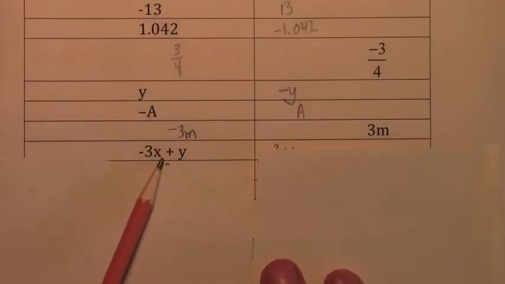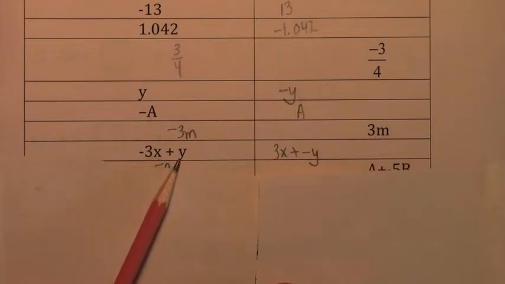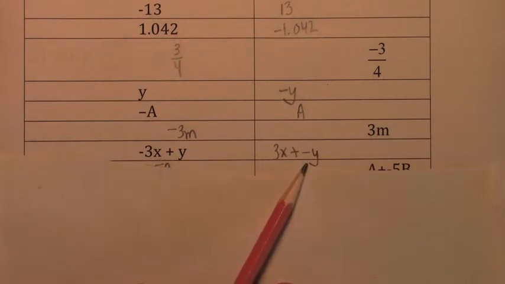The additive inverse of negative 3x plus y. What do you add to this to get 0? Well, here's a hint. For this to add something to this to get 0, both terms have to add up to 0 because they're not like terms. So you can look at each term separately. What do you add to negative 3x to get 0? 3x. What do you add to y to give 0? Negative y. So the additive inverse or opposite of this expression would be 3x plus negative y.